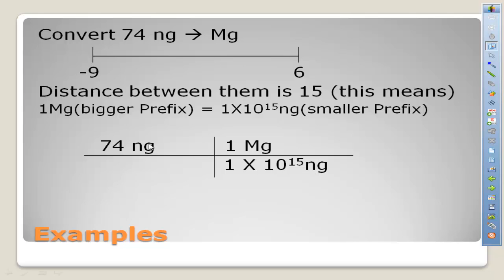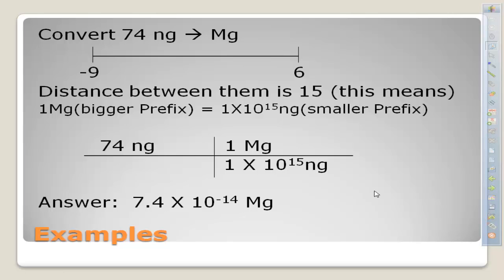Okay, multiply the numbers on top. So we're going to take 74 times 1. Okay, divide it by the numbers on the bottom. And what you'll do is you'll get an answer of 7.4 times 10 to the negative 14th megagrams.